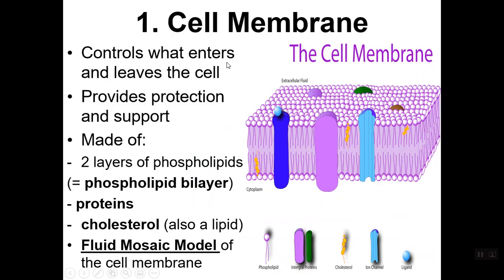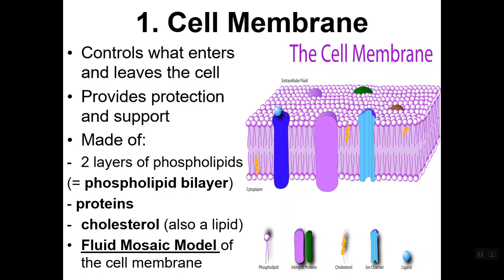All right, so we'll start with the cell membrane. We will talk about the cell membrane in more detail later. I'm just going to give you a quick overview here. The cell membrane is mostly made of lipid, and it does control what enters and leaves the cell. So it's kind of like a boundary.